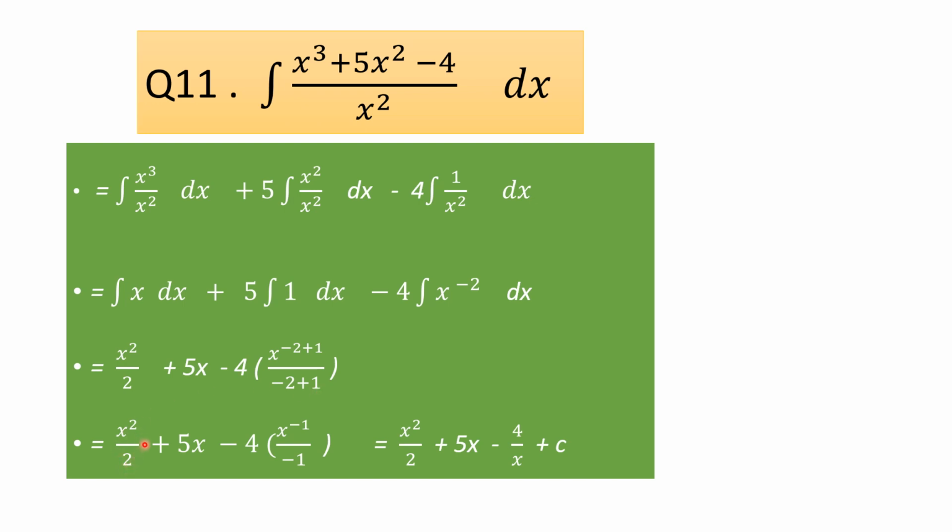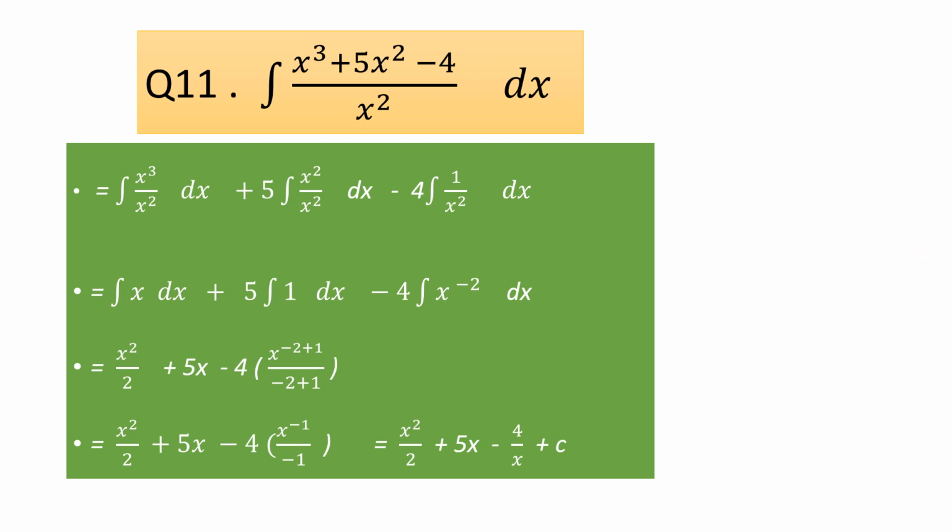Your answer will be x square upon 2 plus 5x minus 4. You solve the power, you will get x power minus 1 upon minus 1. If you want to re-simplify it, your answer is x square upon 2 plus 5x minus 4 upon x plus c. So this is a very simple question. Basically, you have to make out what you have to do with this LCM. Right, in this question it's very much visible that if you give the LCM to each of the terms separately, your answer gets very simple, right?